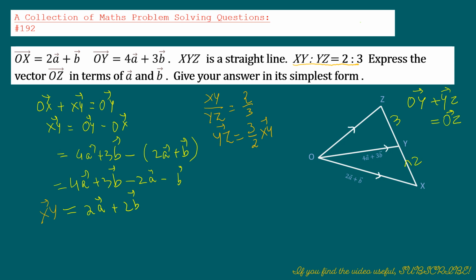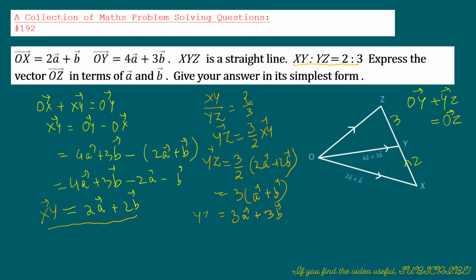So what I can write is, we can use the value of XY we got here. So we can write YZ equals 3 out of 2 times twice of a plus twice of b, and that equals, you see the 2 cancels out, so we are left with 3 times a plus b, and you can write it as thrice of a, 3a plus 3b. So that's YZ. We found what YZ is. So we know what OY is.